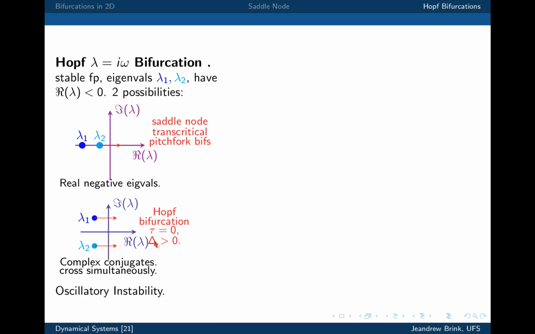And so this second type, where you're crossing not through the origin but over the imaginary axis, is an oscillatory instability, just like we saw in the glycolysis cycle. So it's completely new in the realm of two-dimensional systems. It's not one we've seen before.